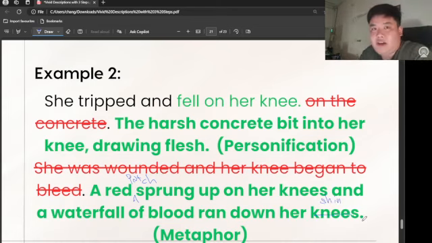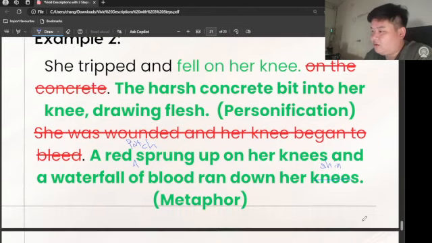Or shin, yeah. So in this particular case, I made use of one metaphor, in this case, a waterfall of blood. So you can imagine when she fell down there afterwards, her knee is scraped and then immediately it starts bleeding profusely. This is how you can use all these literary techniques to elevate your writing in this way.